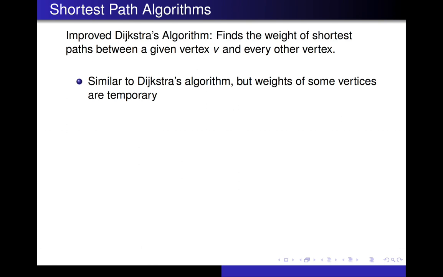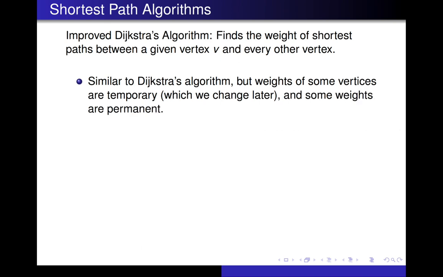We have these temporarily weighted vertices that we have some idea might be the true distance from V to that given vertex, but we want to make sure before we make those permanent. So the temporary ones will change later when we're sure about the distance. And some weights are going to be permanent. Those are the ones we are 100% sure are the distance from V.